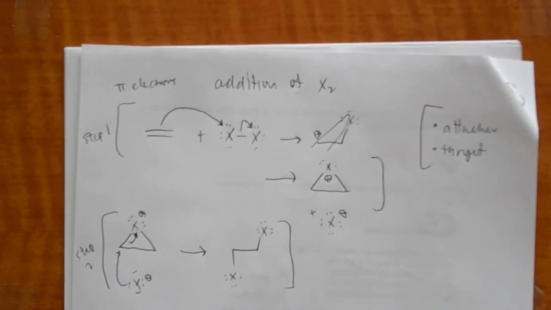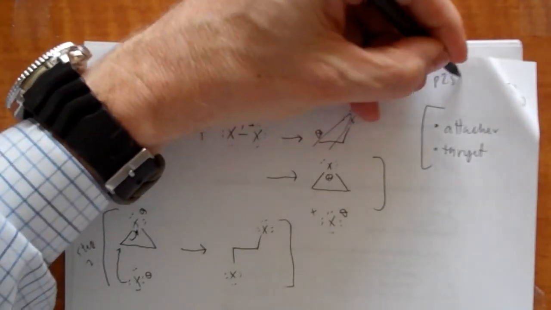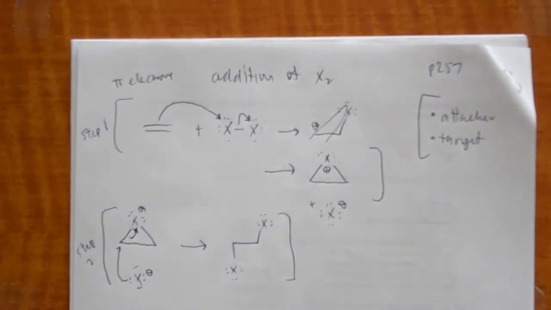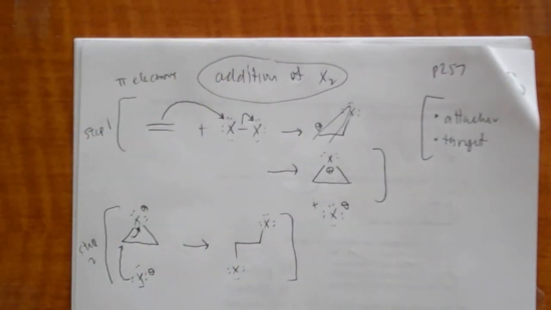I should have started out by saying this is on page 257. And that's the addition of a halogen to that. Pretty ugly. Could be scary.